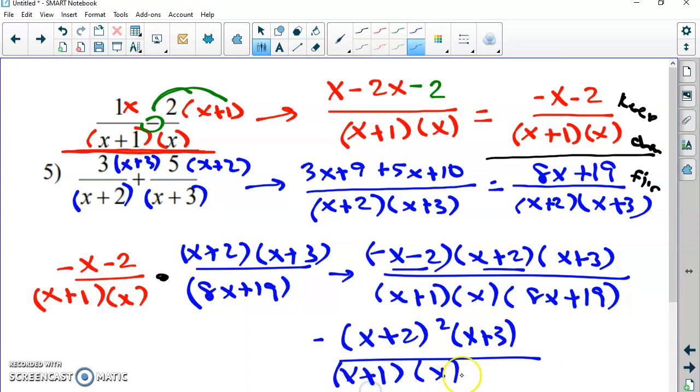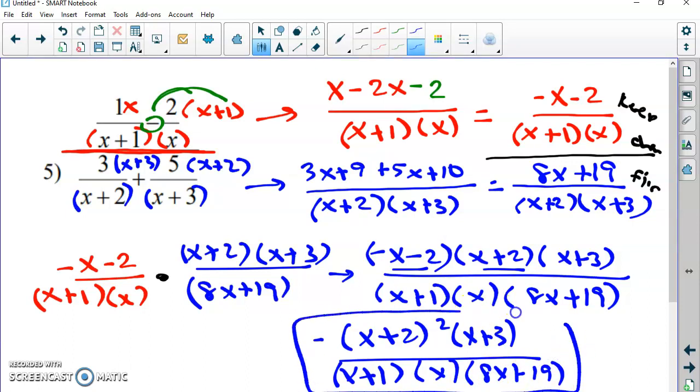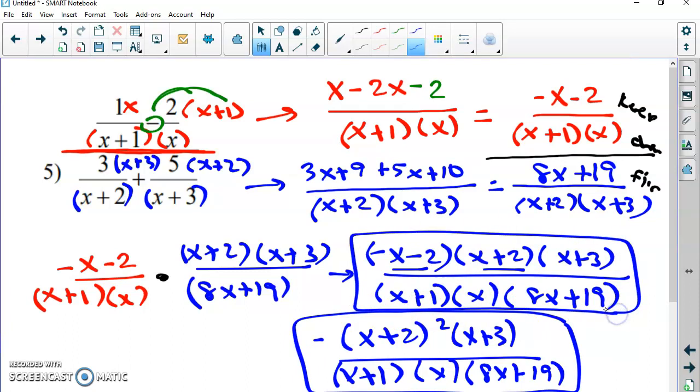X doesn't need to be in parentheses by itself. I just always do that to make sure I don't forget about it. So your answer could be this one or this one. Your book would have the bottom as the answer, but I would accept both of these answers.